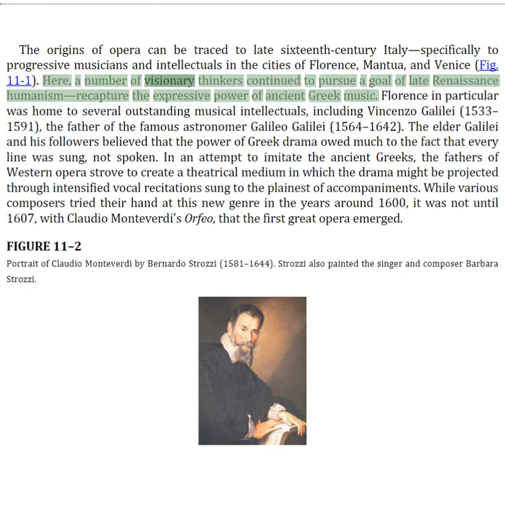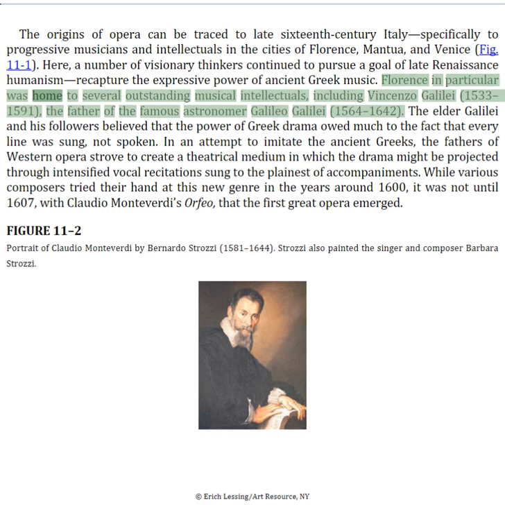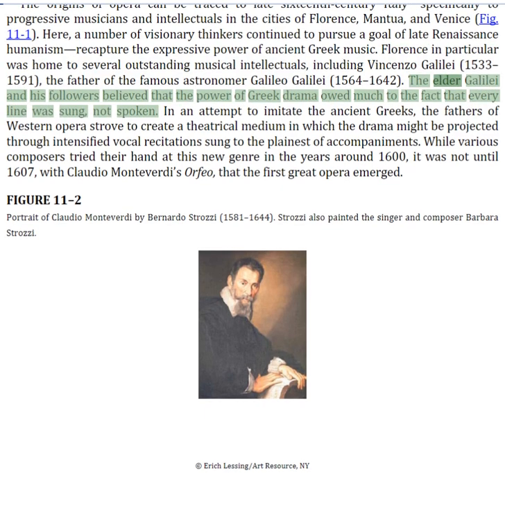Here, a number of visionary thinkers continued to pursue a goal of late Renaissance humanism, recapture the expressive power of ancient Greek music. Florence in particular was home to several outstanding musical intellectuals, including Vincenzo Galilei, the father of the famous astronomer Galileo Galilei. The elder Galilei and his followers believed that the power of Greek drama owed much to the fact that every line was sung, not spoken.